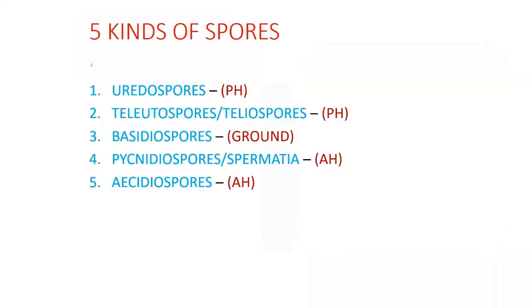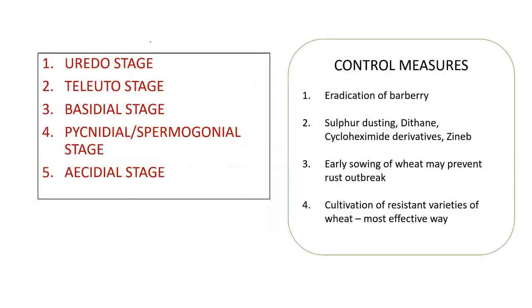The different kinds of spores that you'll see in the case of Puccinia are uredospores, teleutospores or the teliospores, basidiospores, pycniospores or the spermatia, and aeciospores. These uredospores germinate on primary host, whereas teleutospores or teliospores germinate on primary host. Basidiospores germinate on the ground. Pycniospores or spermatia germinate on alternative host, that is Barberry. Aeciospores germinate on primary host. Then these are the stages based on the different kinds of spores that are produced: uredial stage, teleutial stage, basidial stage, pycnidial or the spermogonial stage, or the aecial stage.